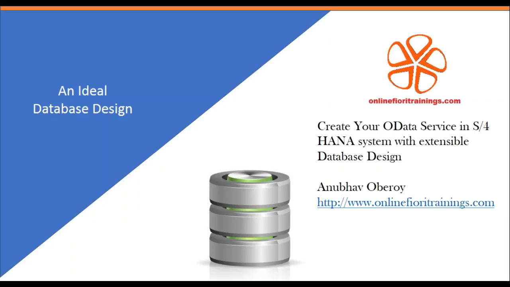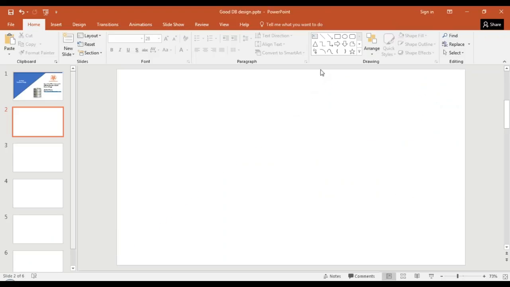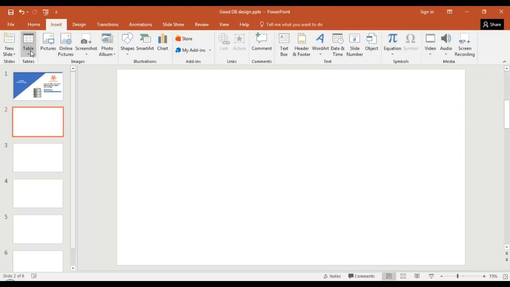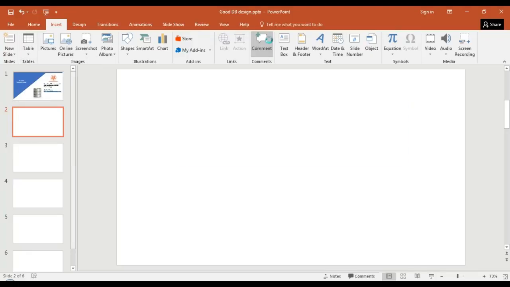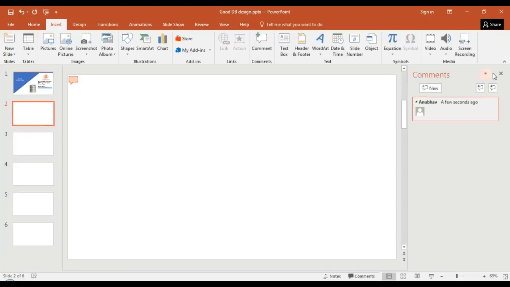So let's get started and try to understand what could be the best DB design when it comes to an S4 HANA system. So let's have a look at a typical way of creating database tables. Whenever we want to work with any custom design, we always first fetch in our database tables. So let's take a real productive example where I want to design a software for a company that does pizza delivery.